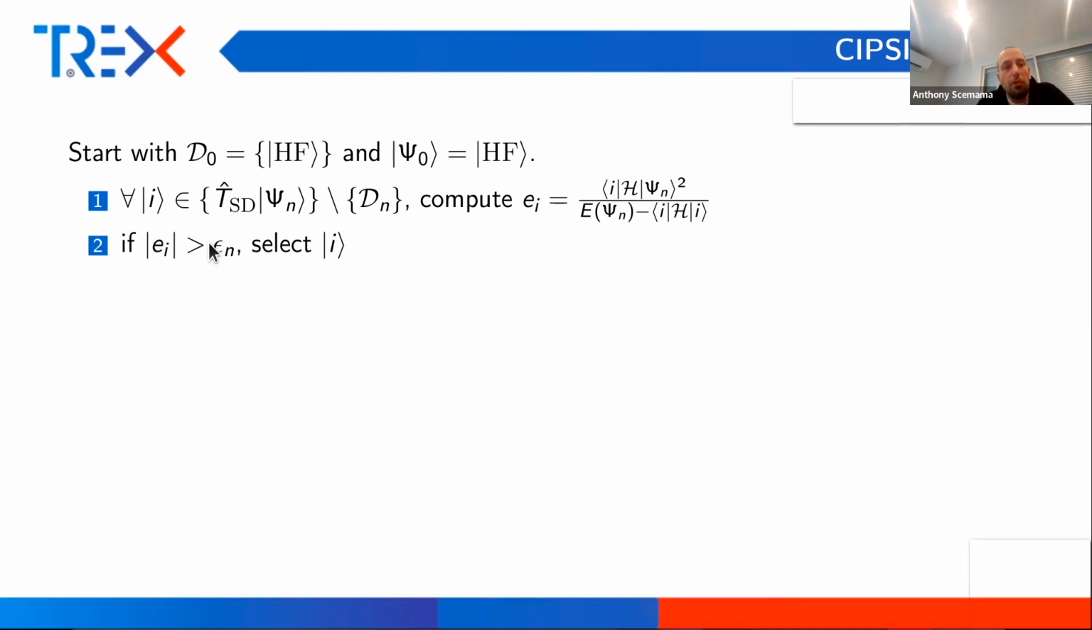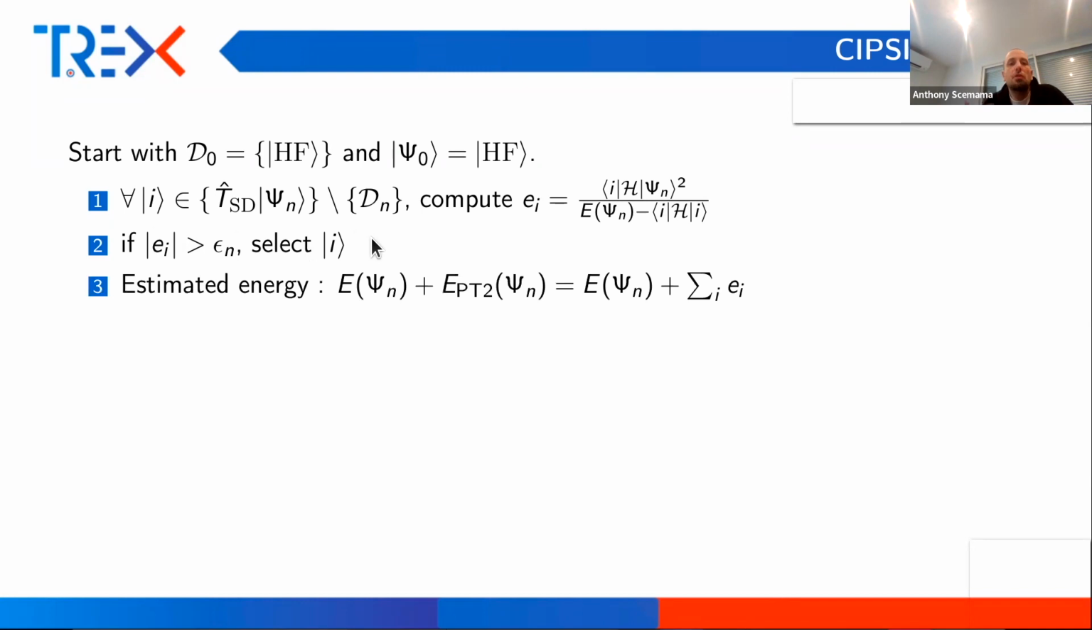So you compute EI for all possible singles and doubles, and then if this contribution is above a threshold, then you select the determinant. You say this one will bring a lot of energy. I will select it for inclusion into the determinant space for the next iteration. And as you compute all these EI, if you make the sum of all these contributions, then you get the PT2 correction to the current energy. Okay, so here we will estimate the full CI energy at the first iteration as the Hartree-Fock energy plus the sum of all these contributions.